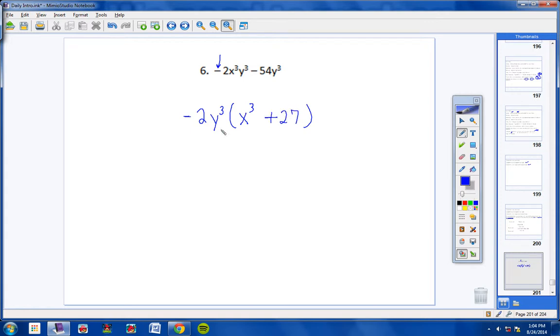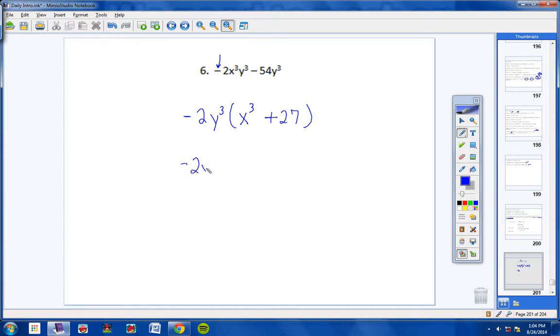Let's see if I'm right. A negative times a positive would be negative. 2y cubed times x cubed would be 2x cubed y cubed. And then a negative times a positive is negative. 2y cubed times 27 would be 54y cubed. So we're good. So now we look at this binomial right here and we say to ourselves, okay, do I have perfect squares? Do I have perfect cubes? What do I have? Well, I have 2 perfect cubes.